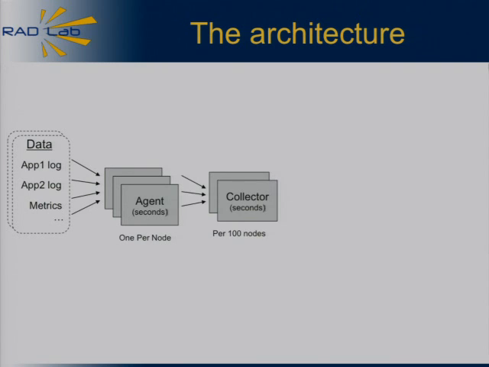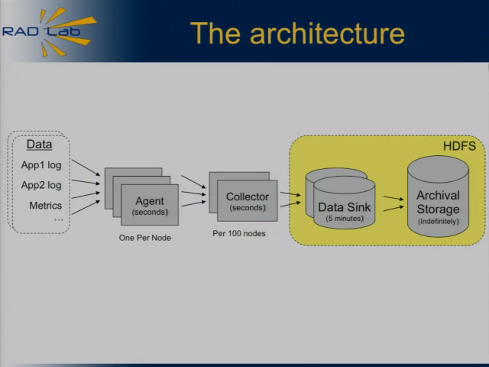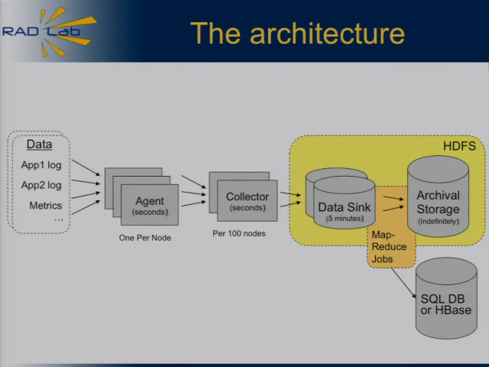And then you can ship it across the network to a collector that dumps it into a file system. The model was dump it into files as fast as possible to make it reliable, and then fix it up later with MapReduce to deduplicate it and to make sure that it's in a read-friendly format. And you can also dump stuff into a SQL database or HBase for visualization.